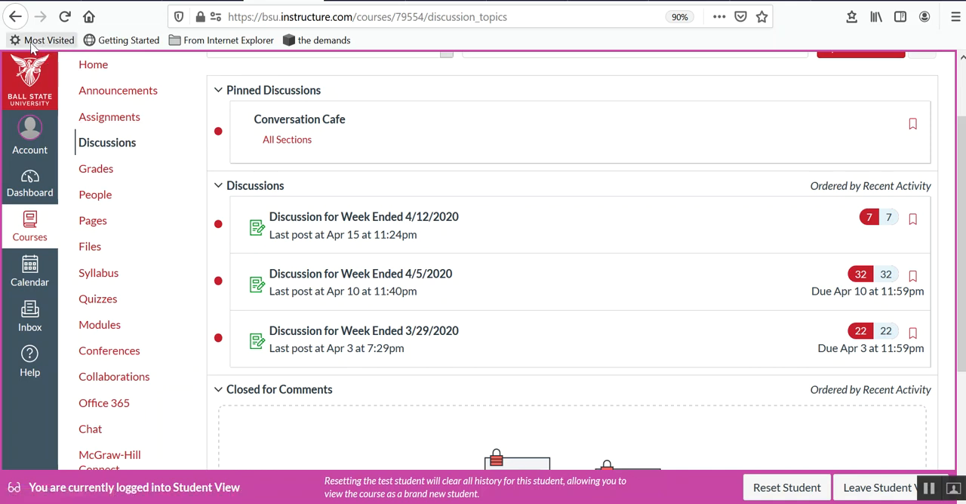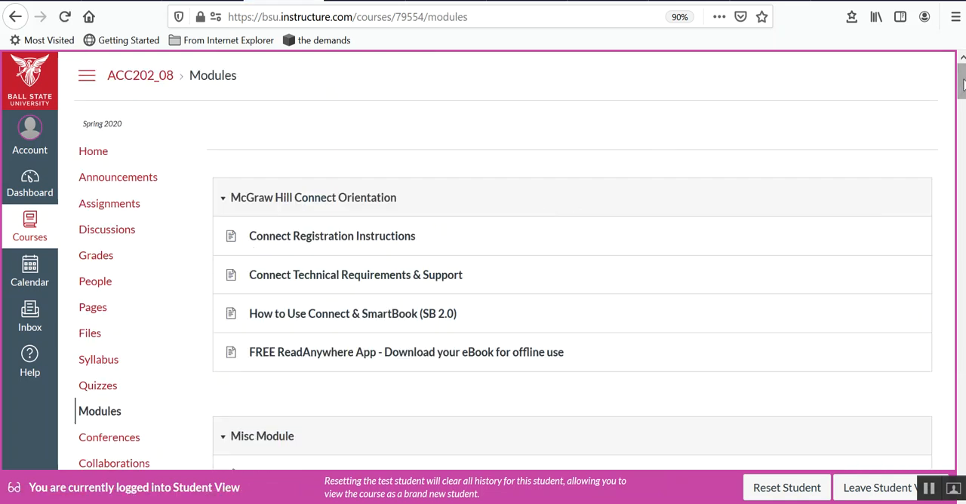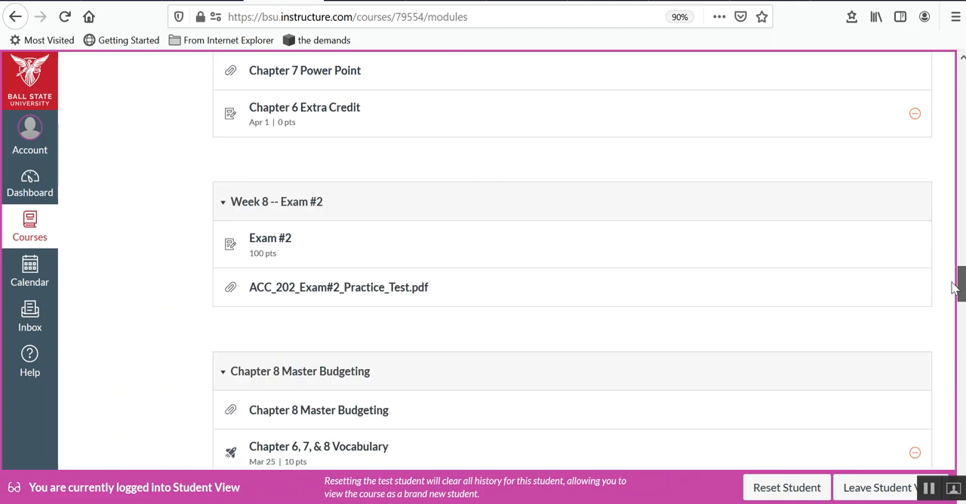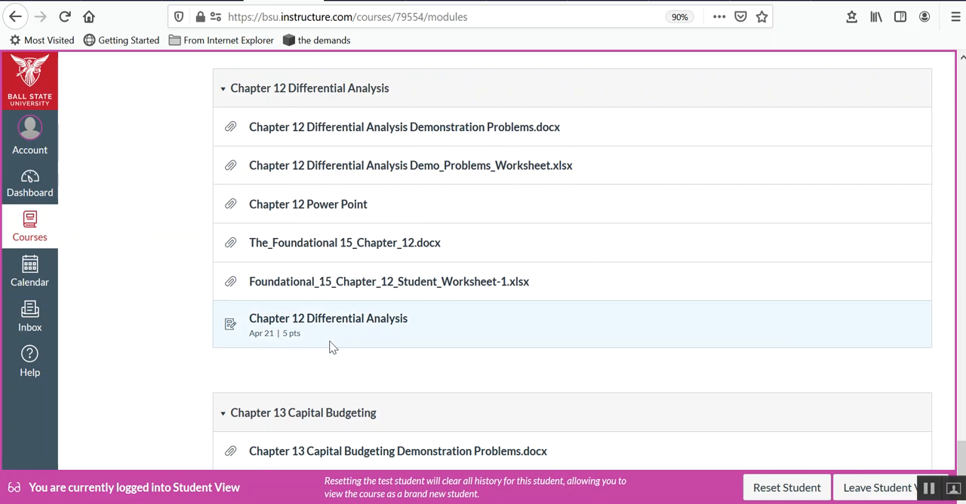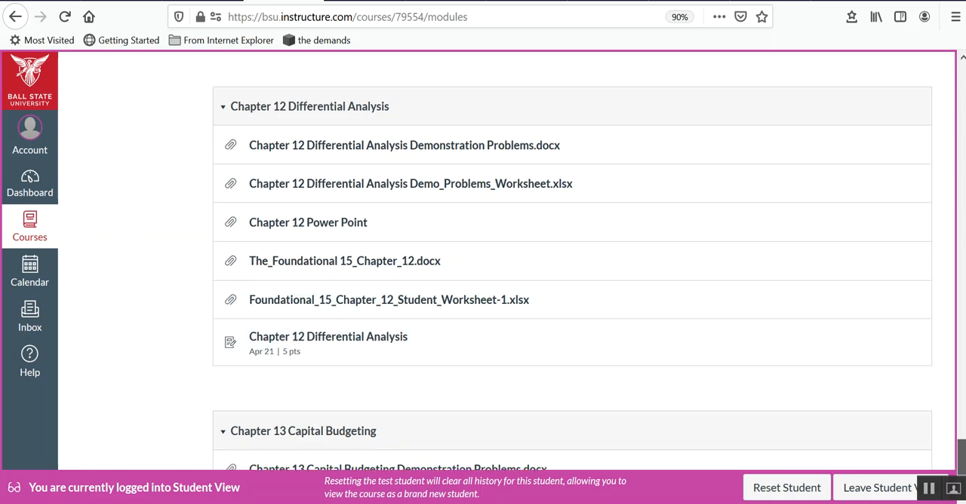Now, the other thing I want to mention, going back to the modules here, is that we have another assignment due next week. It's on Tuesday, and it's in the module in Chapter 12. It's right here, differential analysis. And again, that is an assignment that's focused on the Chapter 12 material. And once again, just go ahead and do that assignment before Tuesday, April the 21st, which is next Tuesday. So those are the three assignment reminders I wanted to give to you.